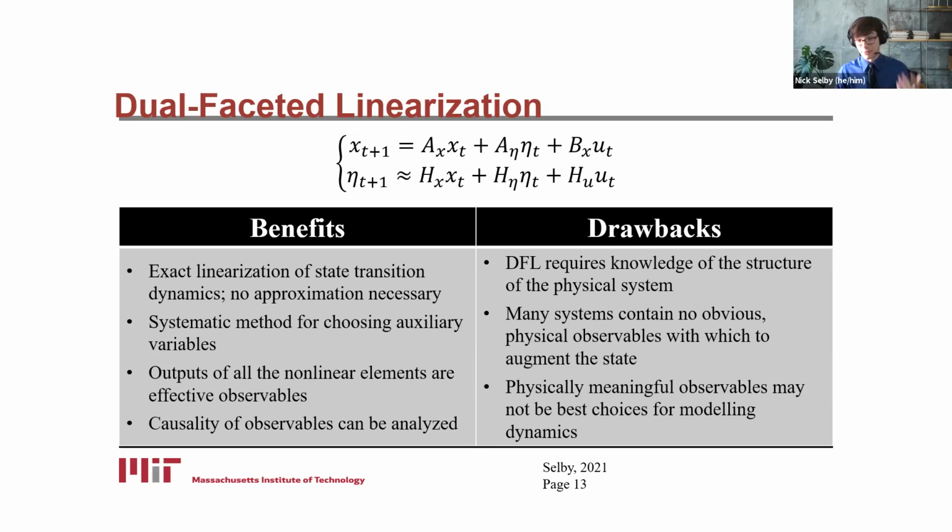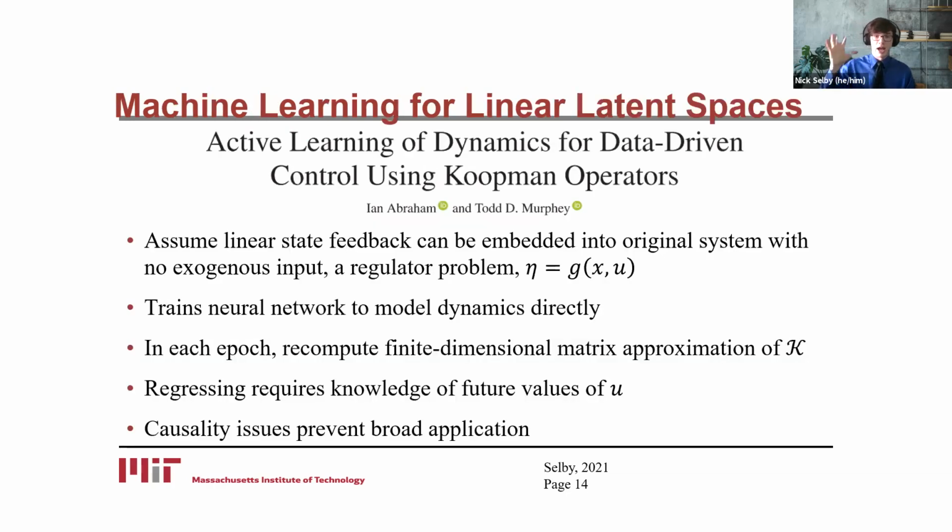But DFL also has some drawbacks. First, it requires knowledge of the structure of the system to work, but many systems contain no obvious physical observables with which to augment the state. Plus, physically meaningful observables may not be the best choices for modeling the dynamics. So the machine learning community has also developed several tools for creating linear latent spaces.